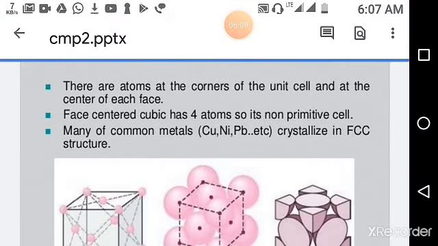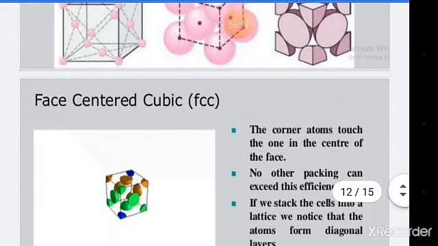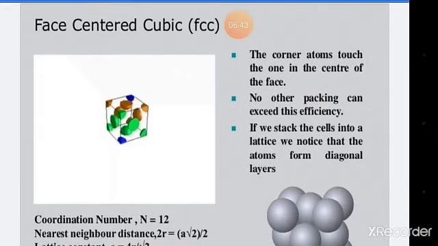Face-centered cubic, or cubic close packed structure. FCC contains 8 corner atoms shared among 8 cells and 6 face-centered atoms each shared between 2 cells. We get 4 atoms in the cubic cell, hence it is a non-primitive cell. Example, nickel. The FCC has 12, the maximum value of coordination number.